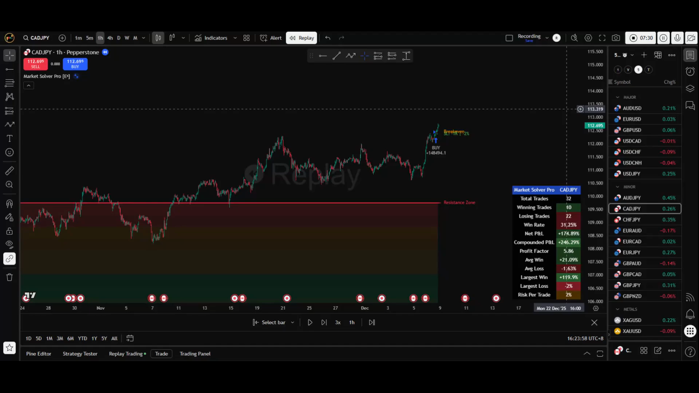And I have a nifty little performance table summary right here, just to check and backtest automatically all the trades it's taken. So currently on the 1 hour time frame, it's running 246% compound PNL at a 31% win rate, which is pretty good. For seasoned traders, you would know this is a respectable win rate, right?